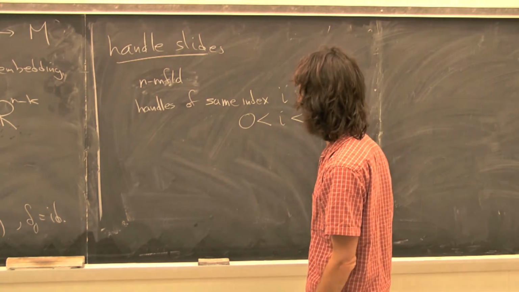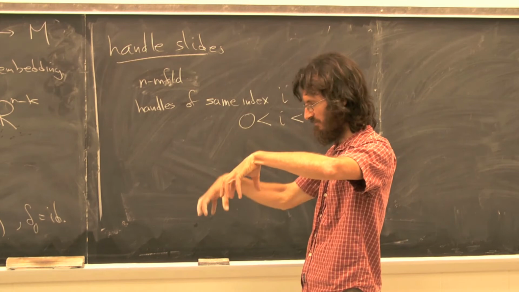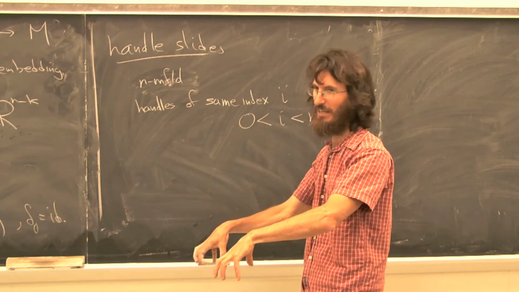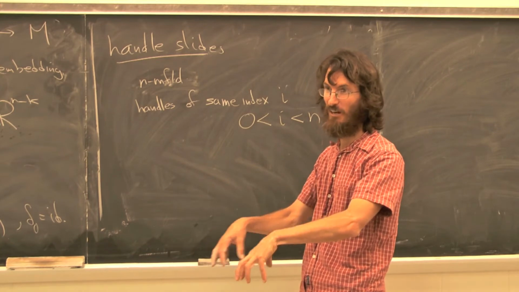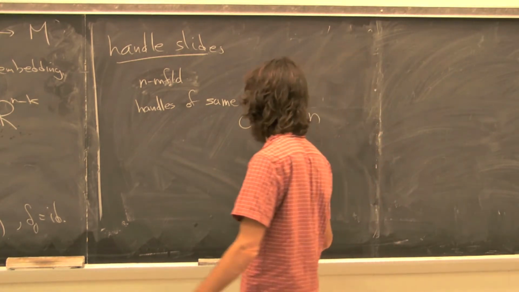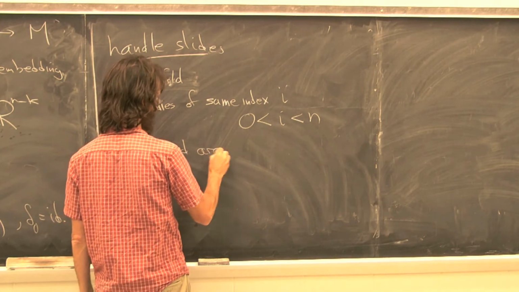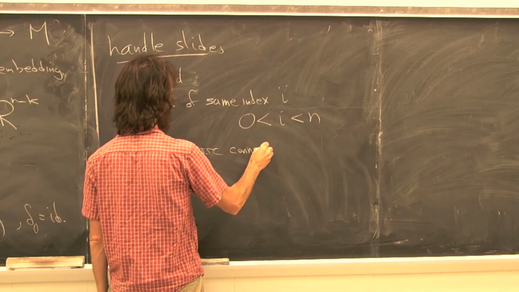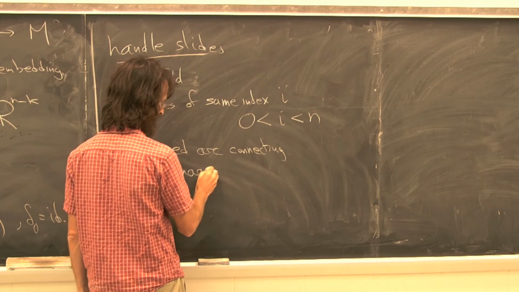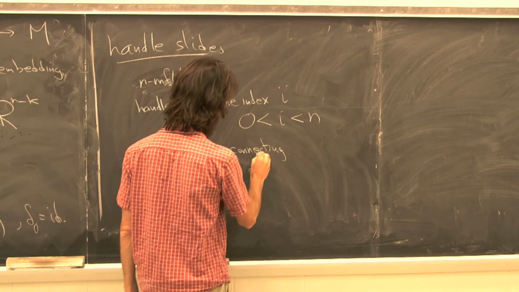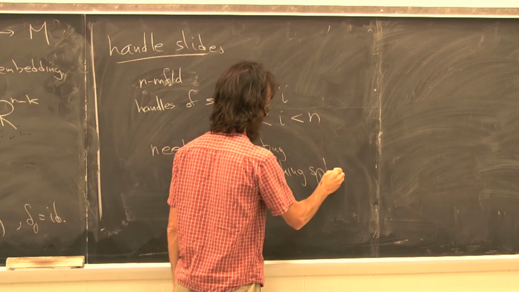Also, I might be in a situation where the descending manifolds for these two handles, the attaching manifolds, actually land in disjoint components of something, and then I can't slide. There needs to be an arc connecting the images, their attaching spheres. Otherwise, it doesn't make sense to slide.